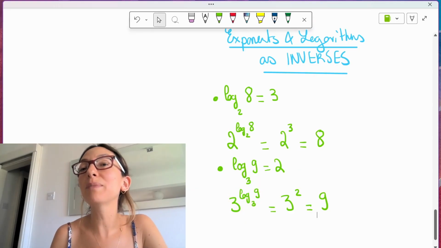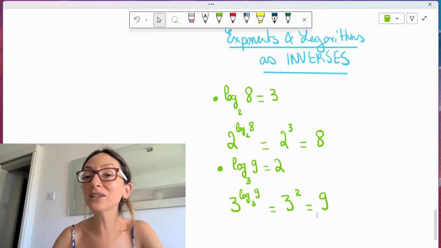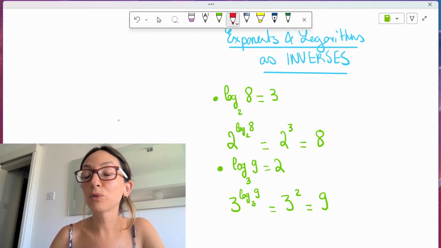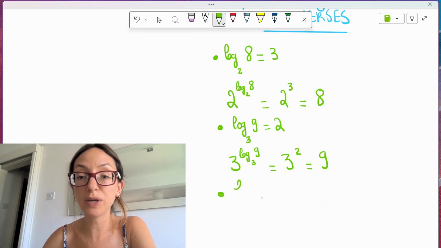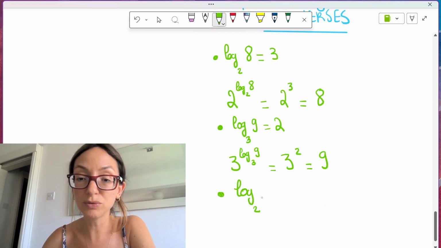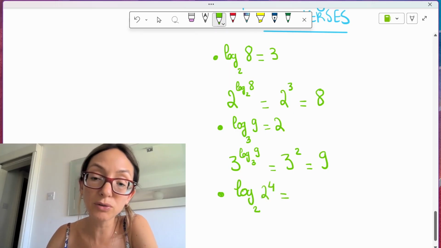And so this is what I meant by exponents and logarithms being inverse operations. They actually cancel each other out when they come one after the other. Similarly, if the order switches, so if we have log base 2 of 2 to the power of 4, again, what are we saying here? Follow the arrows.